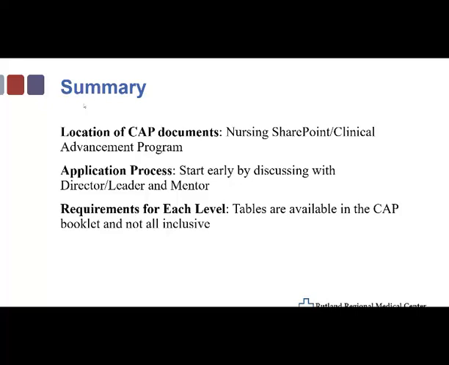But then also the requirements for each level. Those tables are available in the booklet. And remember, the table for each level, it's not all-inclusive. So again, if you think you have something that you've done that would fall under one of those criteria or categories, such as transformational leadership, please ask. And more than likely, it does fit under one of those categories.